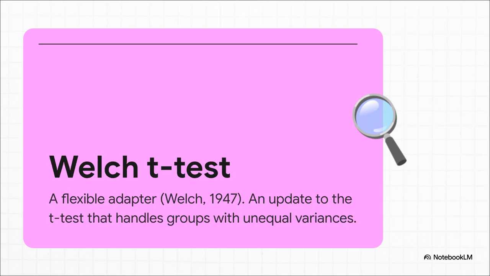But let's be real. The real world is messy. Data is rarely perfect. And that's exactly where the Welch t-test comes into play. You can think of it as this really clever update that came along in 1947. Its superpower is handling groups that have unequal spreads. So if one of your groups has data that's all tightly clustered together and the other group's data is all over the map, the Welch t-test is specifically designed for that exact scenario.